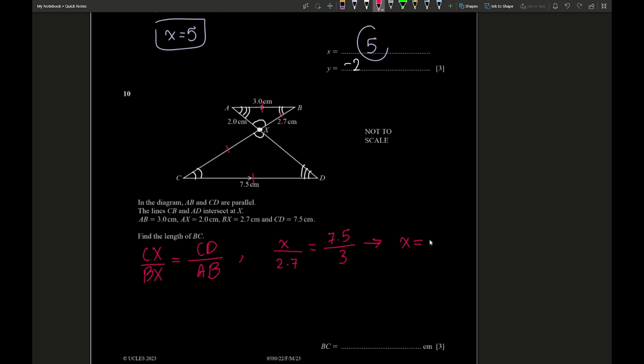Yep. Alright. Now, we're told to find the length of BC, and BC is equal to CX plus BX. And we already found the value of CX, which is 6.75. So 6.75 plus BX, which is already given 2.7, is equal to 9.15. Alright.